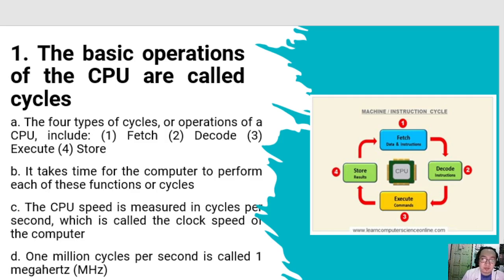A billion cycles per second is called 1 gigahertz. And CPU speed is very fast because computers perform many billions of cycles per second. Imagine this as you are watching this video lecture. Your computer, whatever type it is, performs millions to billions of processes.